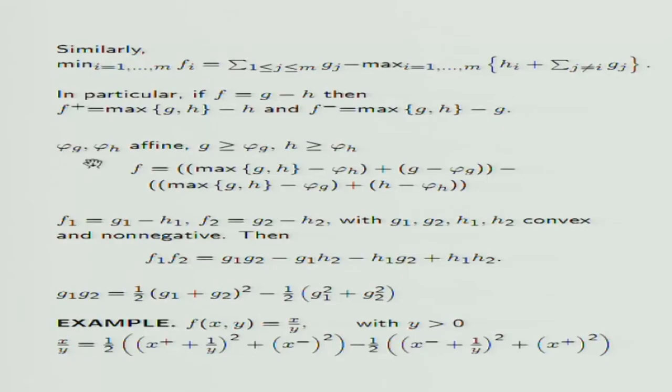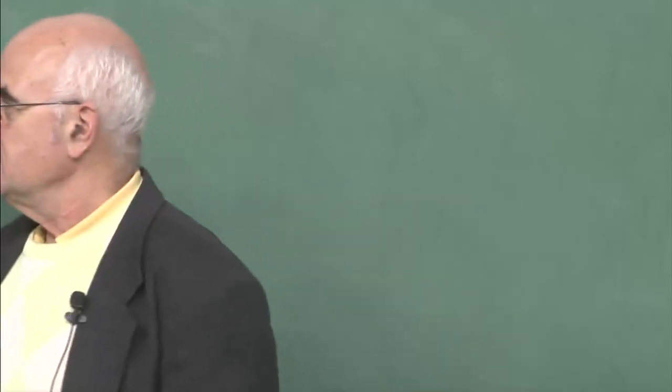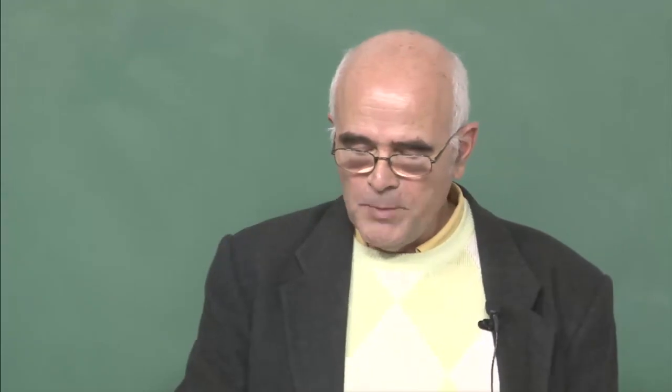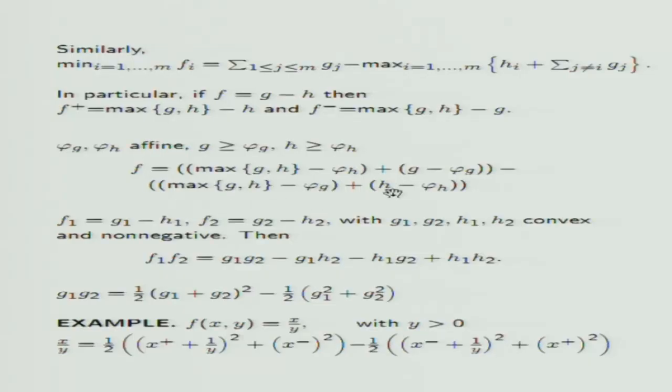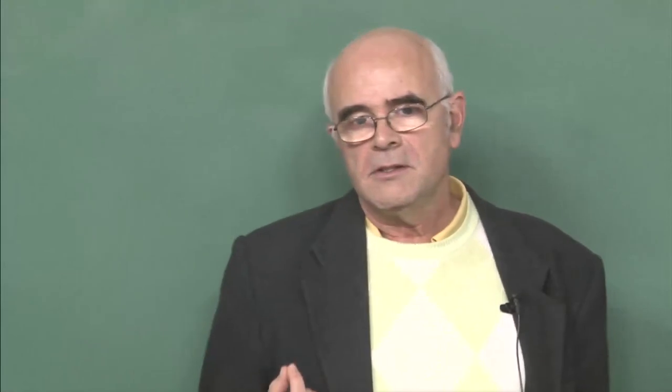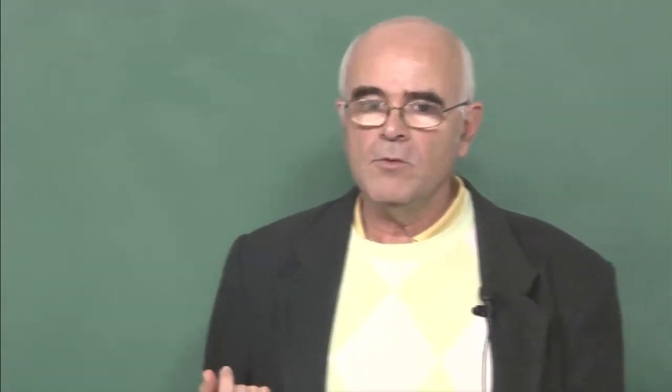To do this, you simply need to consider an affine minorant for each of the two functions. It always exists if the function is proper. For a proper convex function, you always have an affine minorant, and then just rewrite g minus h in this way. It's clear that after simplification, this is equivalent to g minus h, that is to say, to f. But all the functions in this expression which are written between parentheses are convex, because what are we doing? We are taking the maximum of two convex functions, and the only subtractions which you can see here, the function which is subtracted is affine, and subtracting an affine function doesn't destroy convexity.